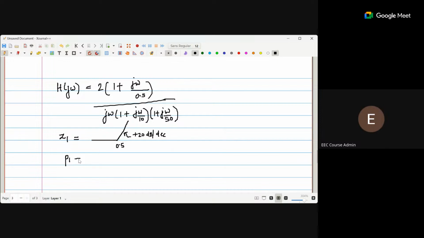Then p1 corresponds to this pole at origin. Okay, so a pole will introduce a slope of minus 20 dB per decade. So you will have actually continuous decline of this. So the slope will be minus 20 dB per decade, and at 1 it will be 0 dB. Correct, 20 log 1 is 0 dB. So at 1 it will be 0 dB. So this will be the thing, and then corresponding to p2.